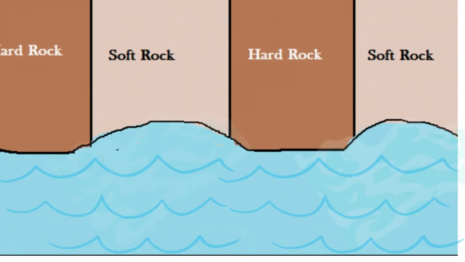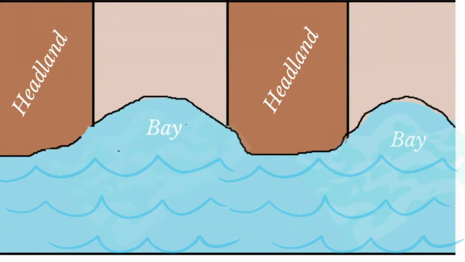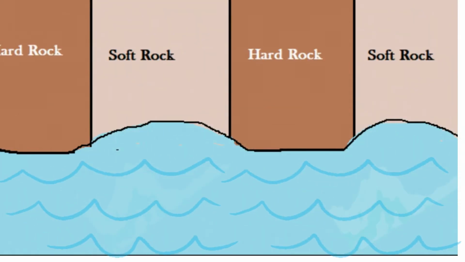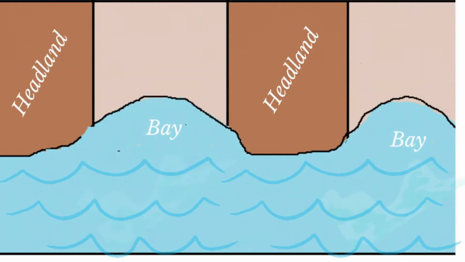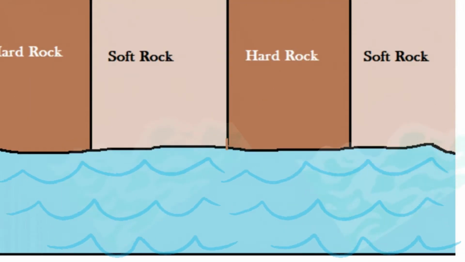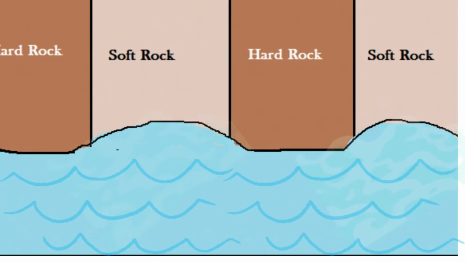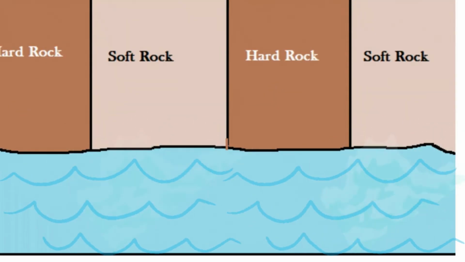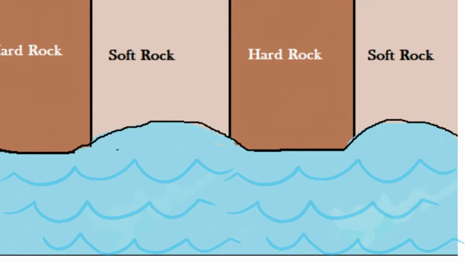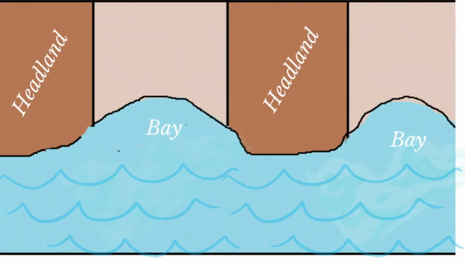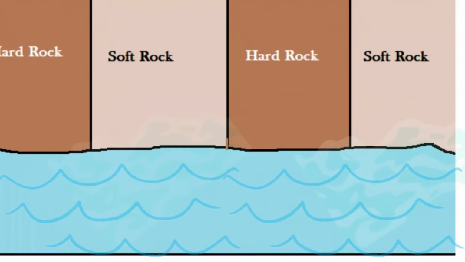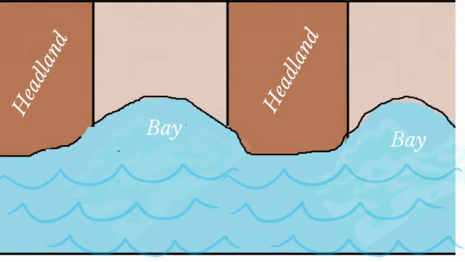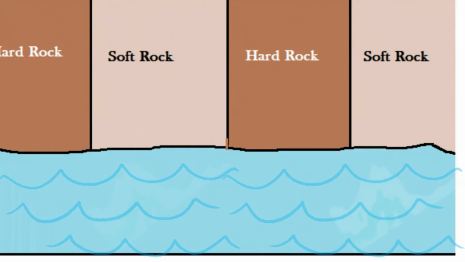They often form where there are alternating bands of hard and soft rocks facing the sea. The soft rocks are more susceptible to physical forces and are therefore eroded faster to create indentations called bays. The harder rocks are left behind, projecting into the sea to form headlands.